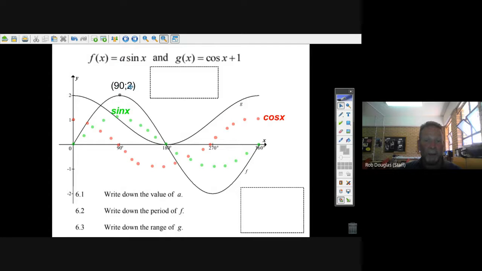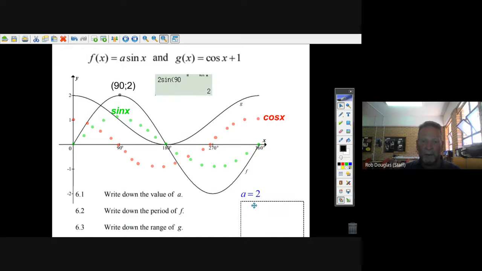Well, that's 90 degrees and 2. So if I go the sine of 90 degrees times 2, I get 2. Hey, that works there. That means that a must be 2. I'm actually looking that a is 2 because the amplitude, the height of the wave is 2. That's the number in front here.